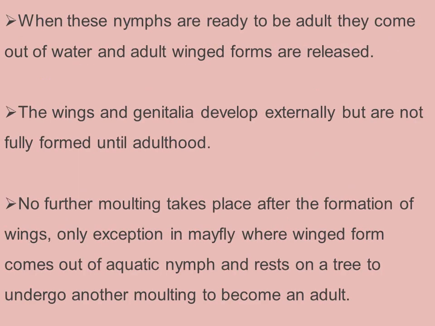When these nymphs are ready to be adult, they come out of water and adult wing forms are released. The wings and genitalia develop externally but are not fully formed until adulthood. No further molting takes place after the formation of wings, the only exception being the mayfly, where the winged form comes out of the aquatic nymph and rests on a tree to undergo another molting to become an adult. Except in the mayfly, in all other forms, that is the dragonflies and damselflies, no further molting takes place once the wings are formed.